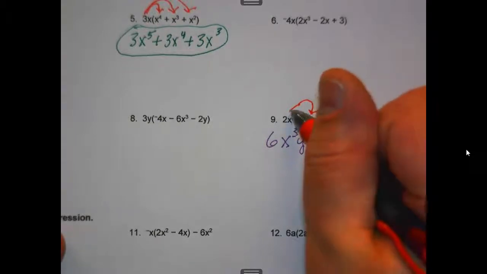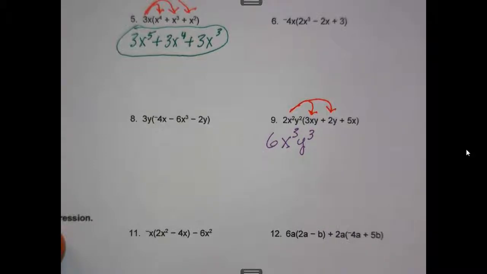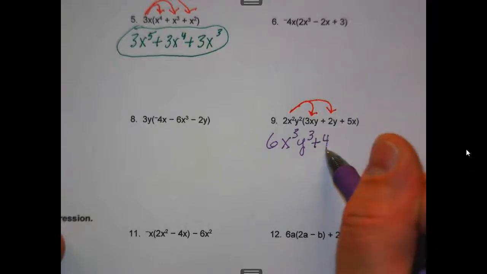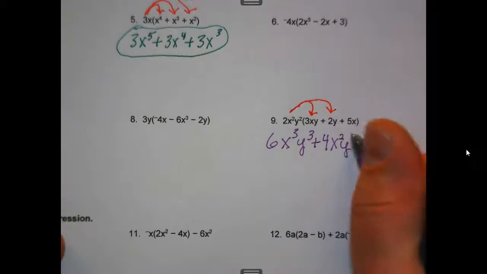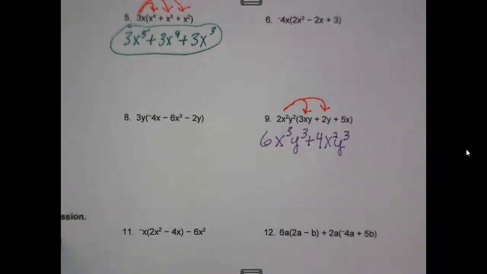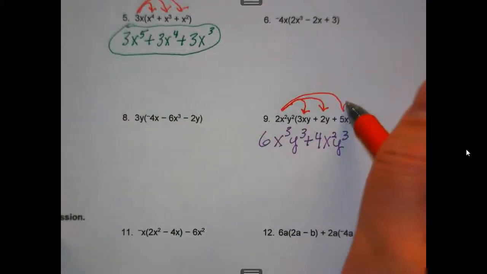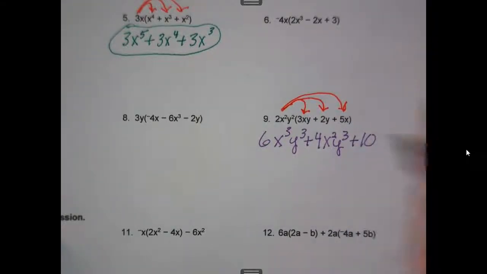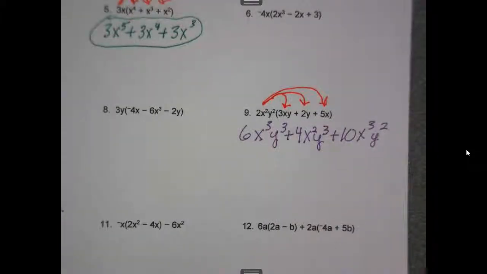Okay, then we're going to take 2x squared y squared and multiply it by 2y. It's positive 4, good, excellent, y cubed. And the last one, 5 times 2. There's no y, so it's just y squared. Awesome.